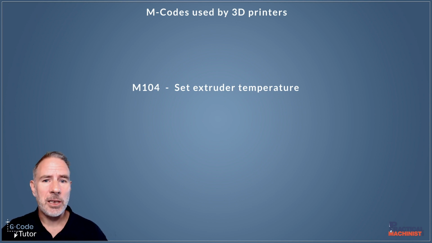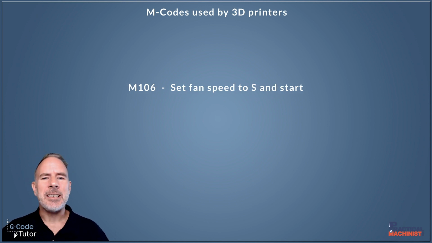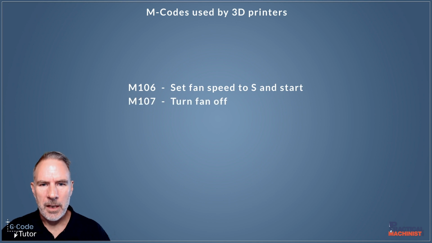So the next one we want to look at is M106. So this sets the fan speed. And like with G-code CNC programming, we use an S to dictate that speed. So an S value of 600 would start the fan up at 600 RPM. So M106 S600 would make that function work. And to turn the fan off, we would use M107.